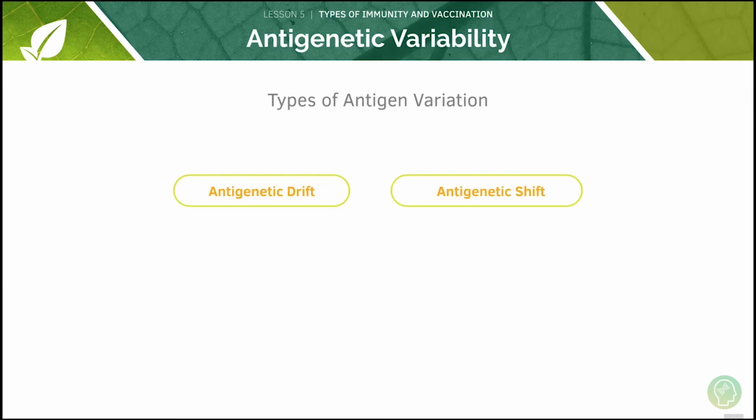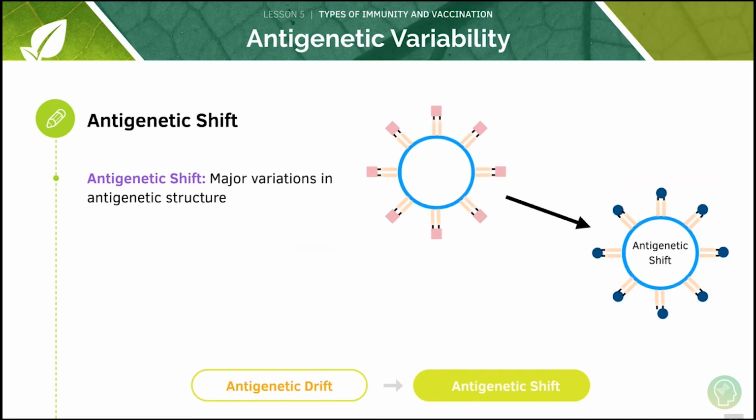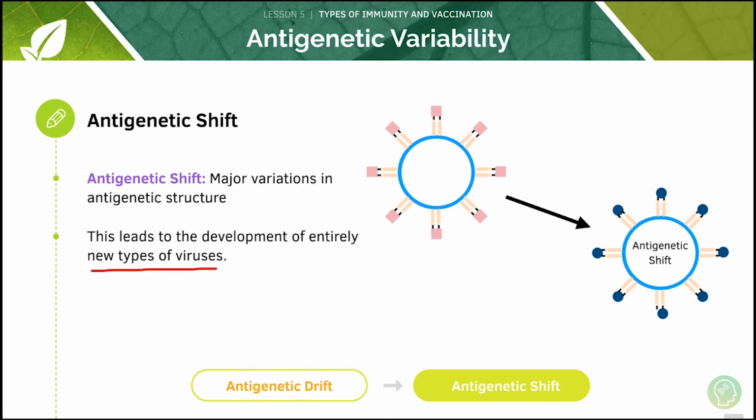There are two types of antigenetic variation. One is antigenetic drift, and the other is antigenetic shift. Antigenetic drift involves minor variations in the antigen structure. This results in the production of new strains of a particular virus. Antigenetic shift involves major variations in the structure, usually leading to the development of entirely new types of viruses.